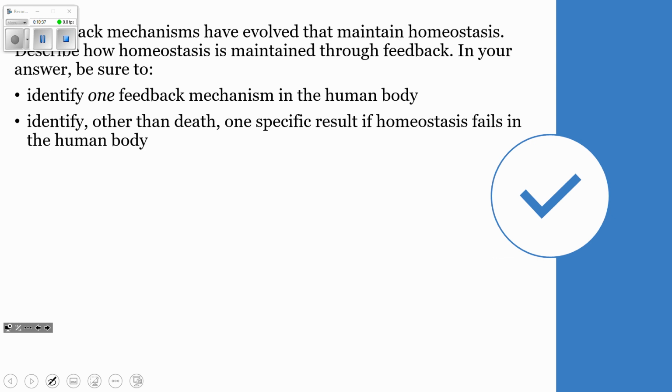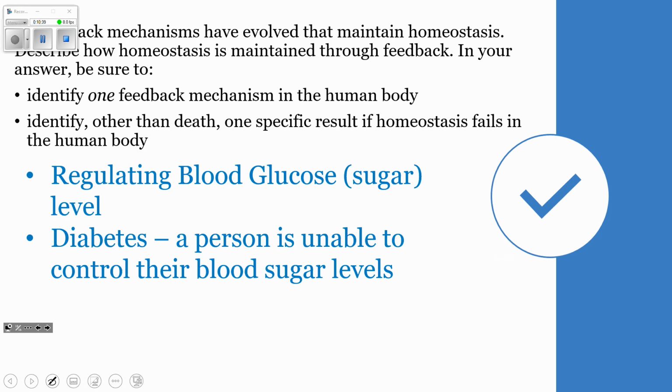Feedback mechanisms, just that last little example. We can be talking about regulating your blood sugar level as one example. Regulating your body temperature would be another example. If you do fail to maintain homeostasis, then you would be diabetic. People who are diabetic can't regulate or control their blood sugar level. Someone who's diabetic could be suffering from hyperglycemia or hypoglycemia.